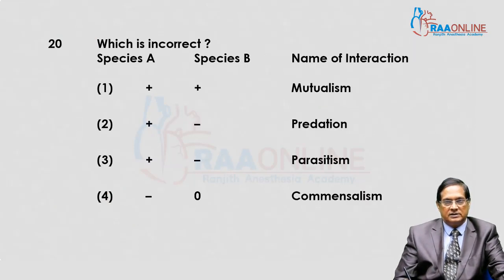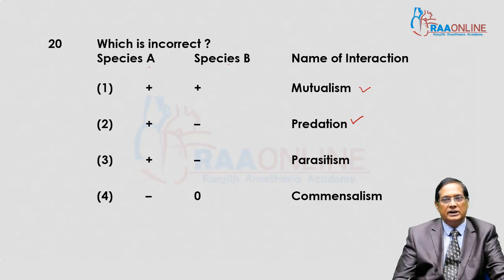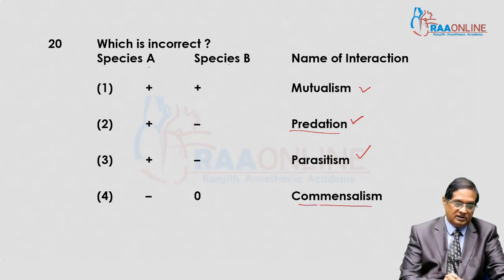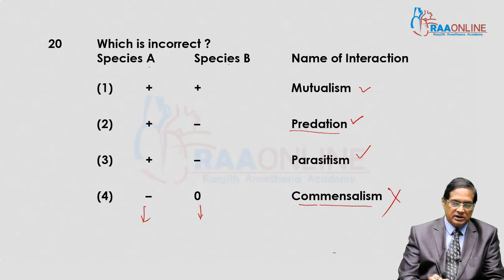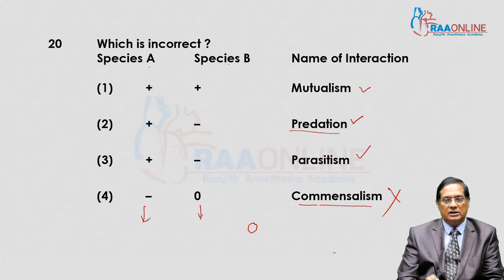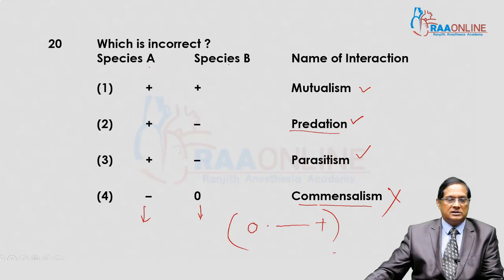Now, which is incorrect? This is about the interaction of populations, species A and B. If both are benefited, this is correct. In predation, one is in benefit, the other one is in loss. Plus indicates benefit and minus indicates loss. For example, lion and deer relationship is predation. In parasitism, again one is in gain, the other one is in loss. In commensalism, one sign indicates neither gain nor loss. This is wrong because in commensalism one species has neither loss nor gain, but the other one is in gain. So the incorrect one is the fourth.